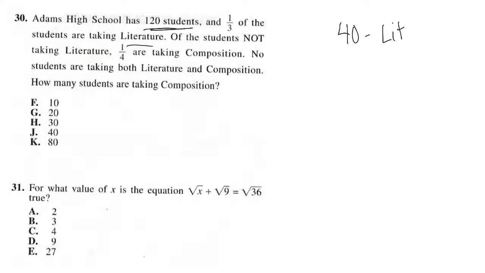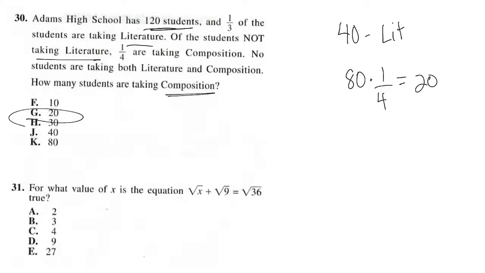And then it says of those not taking literature, so that would be 80, 1/4 are taking composition. So no students are taking both. How many students are taking composition? So I need 1/4 of 80, so that's going to be 20 students. So that's answer choice G.